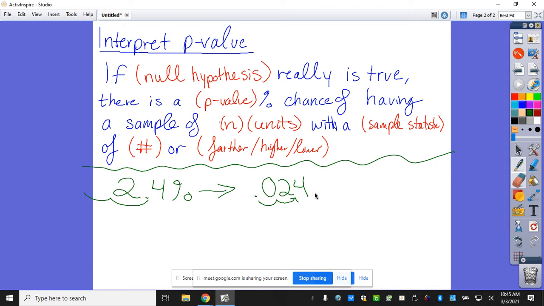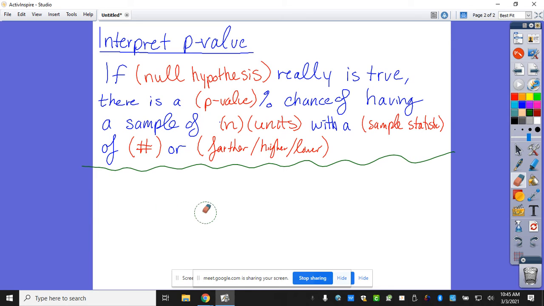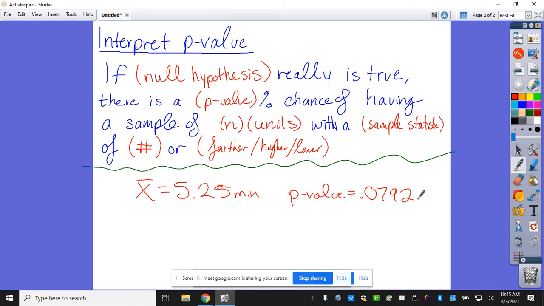So going back to our example from Friday that I keep talking about. On Friday, we talked about the person running, and they had an x bar of 5.25 minutes. And I think we ended up with a p-value of 0.0792 or something like that. And our sample size was 2.